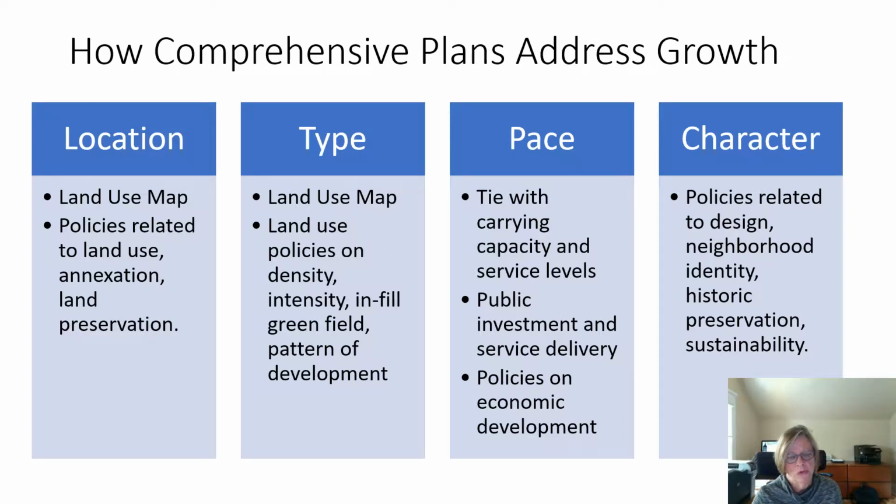The type of land use growth is based on policies related to density and intensity, where infill or greenfield is happening, or what the pattern of development in that community will be. Pace is typically tied to the carrying capacity of infrastructure and other public services, based on certain adopted service levels the community would like to see. It's based on public investment and where new sewer, water, and road system lines will be developed. Policies on economic development can also influence the pace of growth. And then finally, character. Policies related to design, neighborhood identity, historic preservation, and sustainability all address the character of future growth.